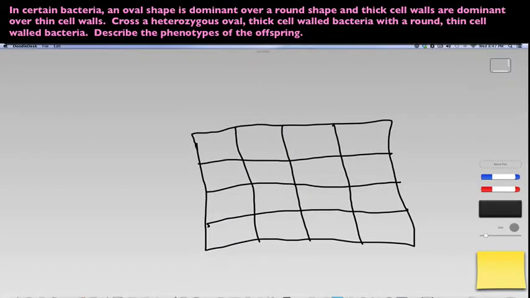Okay, so I'm going to go through the steps of how to do a dihybrid cross, and it's important that you show all your work for these problems, so if you do mess anything up along the way, you can go back and see exactly what step you messed up.